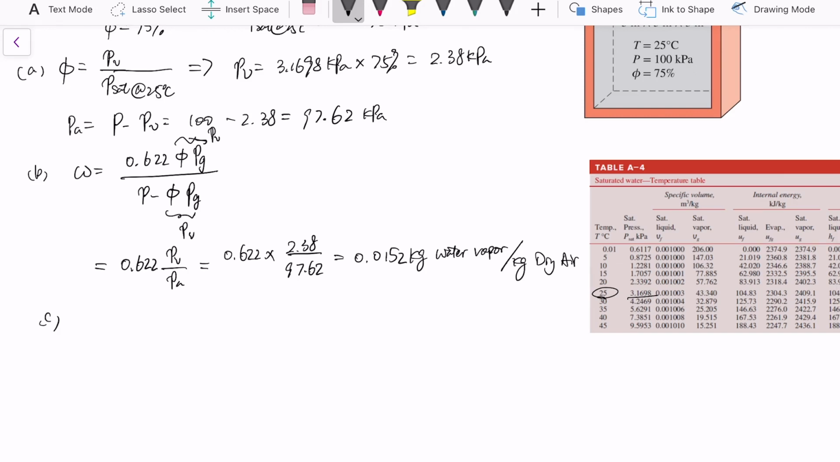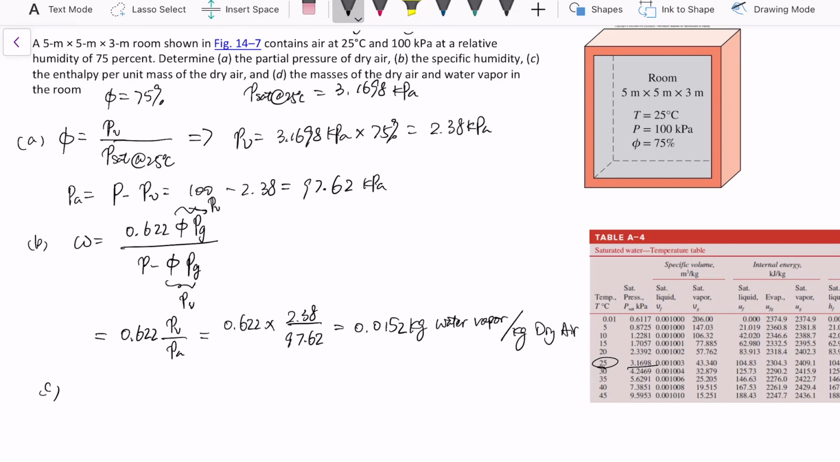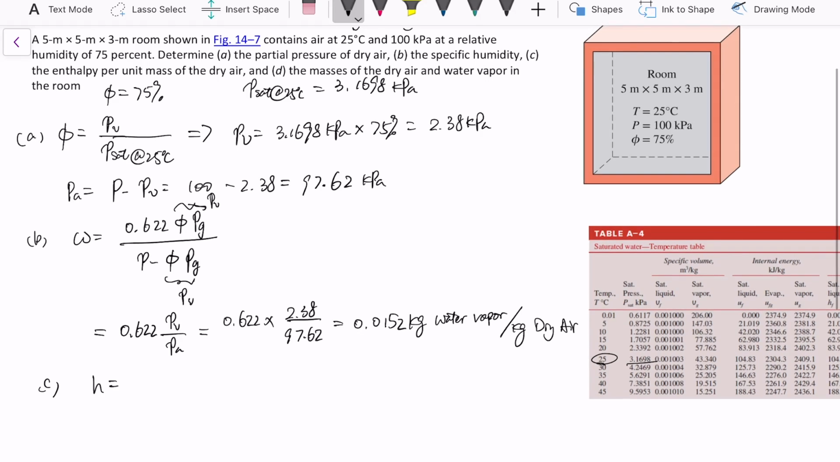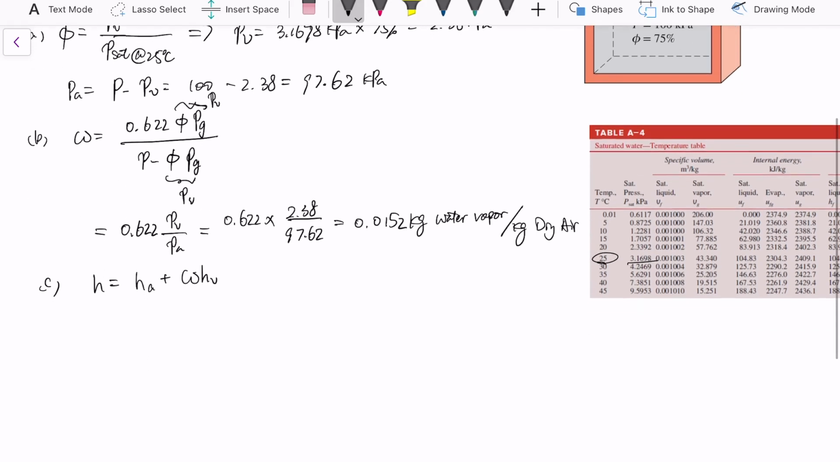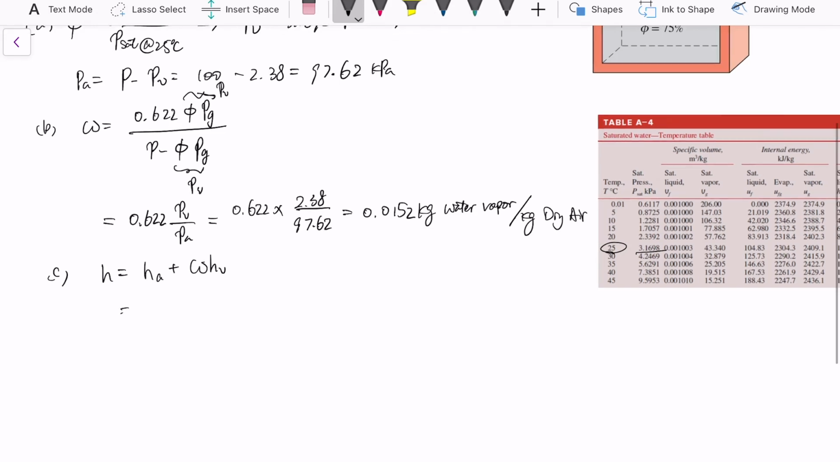Next question. The question asks you to calculate enthalpy. Now, enthalpy, we're not given the total enthalpy, so we need to do it separately, use the specific enthalpy for each part. So it's HA plus omega times HV. And HA is the enthalpy of air. We're going to use Cp times T, and HV, we can check the table, or if you want to use the other one, you can use the Cp of water vapor multiplied by temperature as well. So we can check the table for Hg at 25 C.